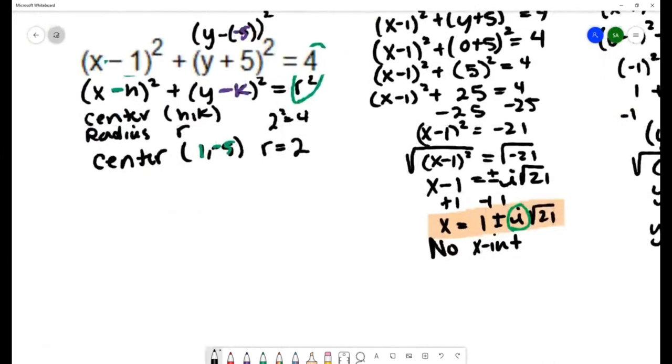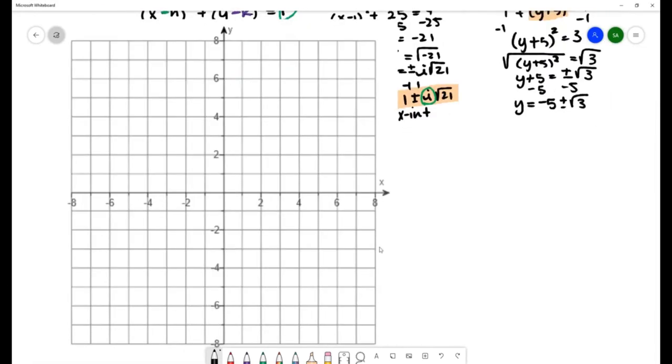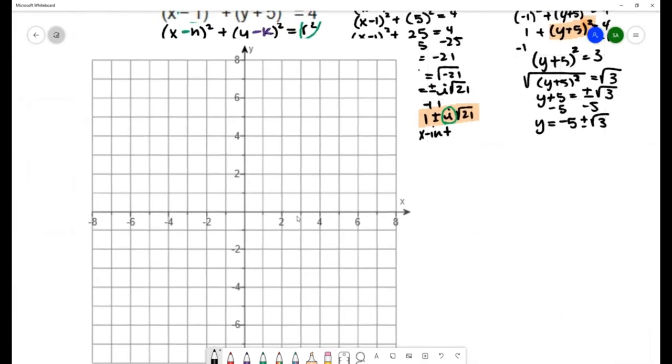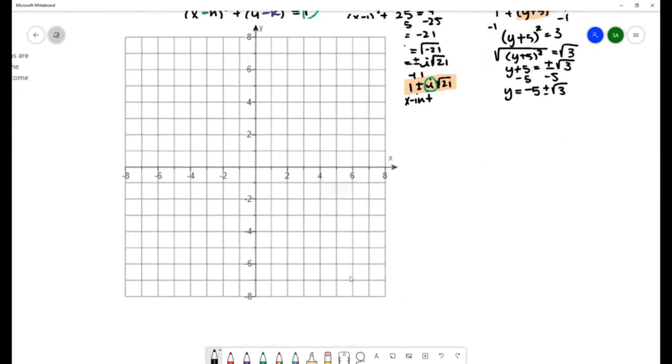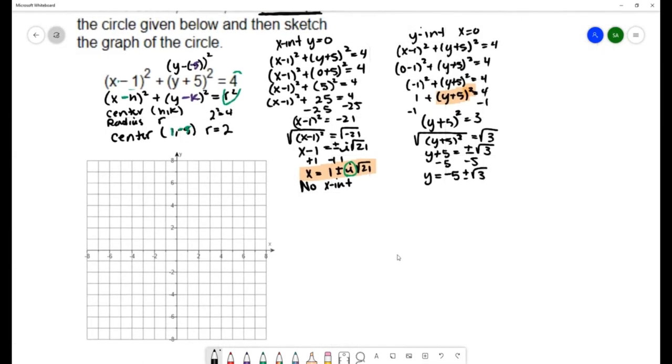So the last thing in the directions asks me to sketch a graph. So I've got a grid here. In order to sketch it, I need the center and the radius. Let me make this a little bit smaller. So we have a center of (1, -5). (1, -5) would be right here. We have a radius of 2. So I'm going to go up 2, to the right 2, down 2, and left 2. And I'm going to sketch the circle from there.